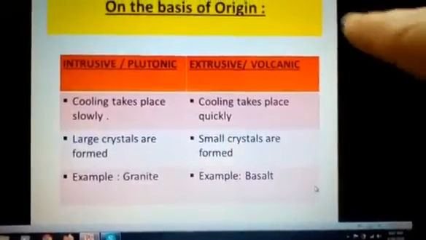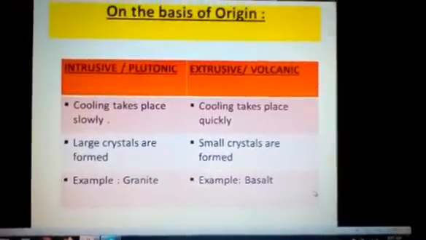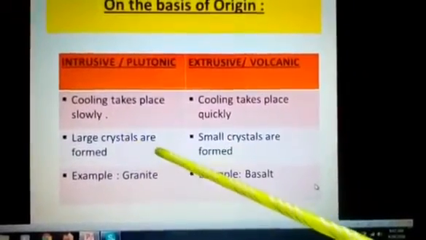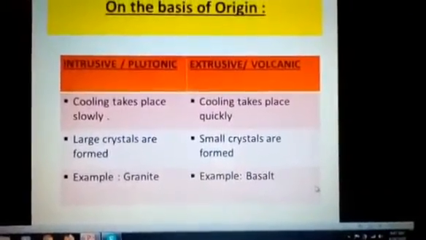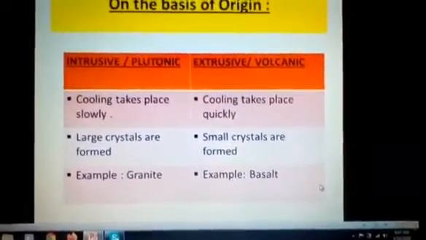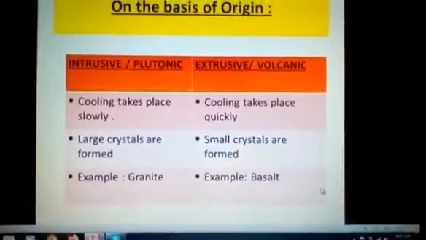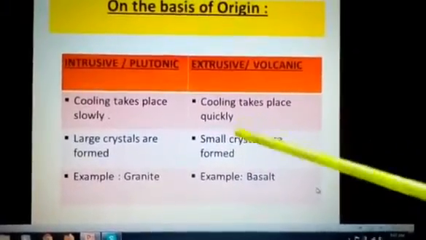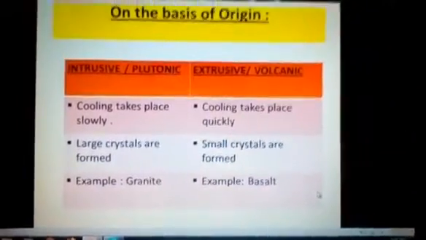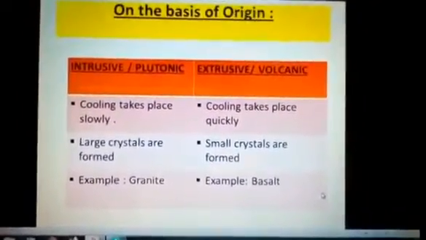And in the extrusive, that means on top of the earth's surface, the cooling takes place much quicker. In the intrusive one, you have the large crystal formation because the cooling is happening very gradually. Therefore, the crystals are large. And the small crystals are formed in the extrusive because the cooling is happening very fast.